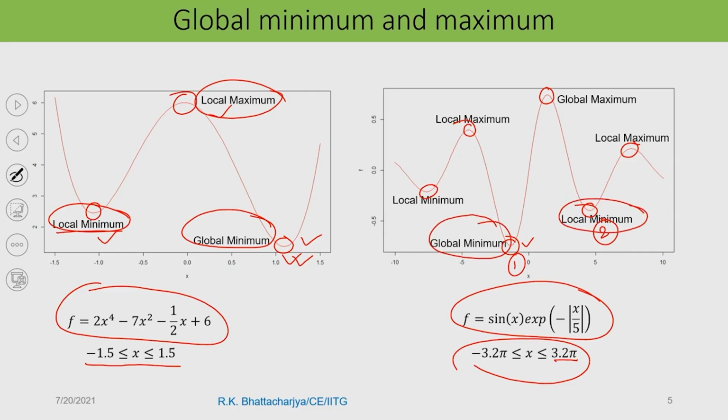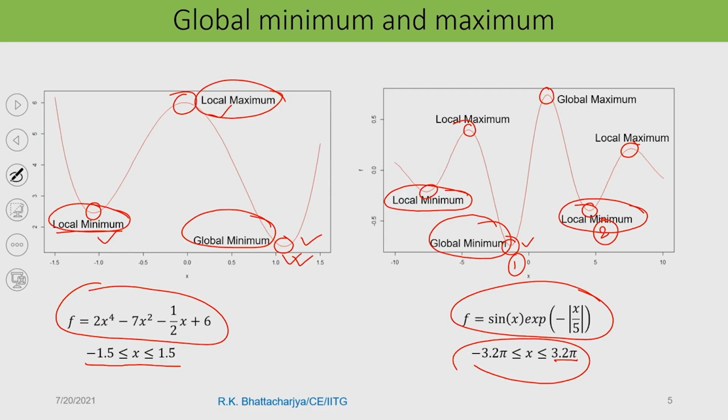We have another minimum, somewhere here. So, we have a total of 3 minimum solutions in this particular function, and out of these 3, one is the base solution, and that is the global minimum solution of this particular function.